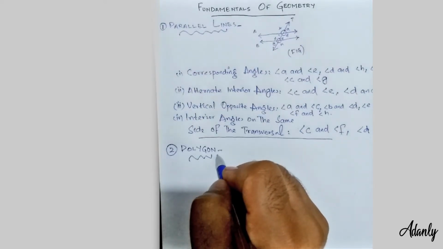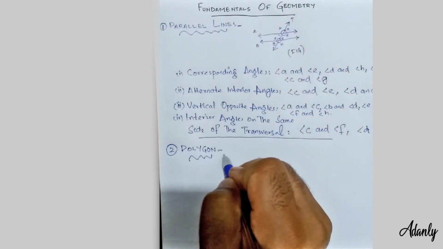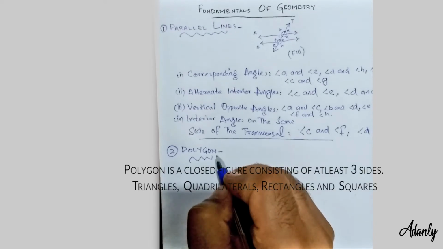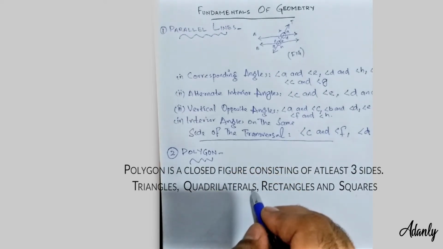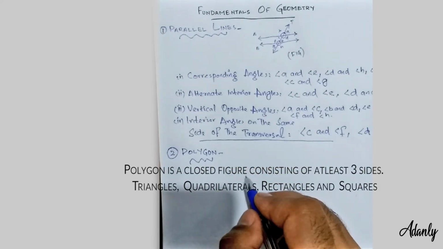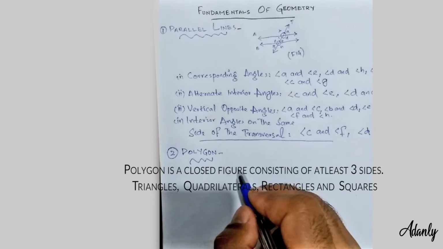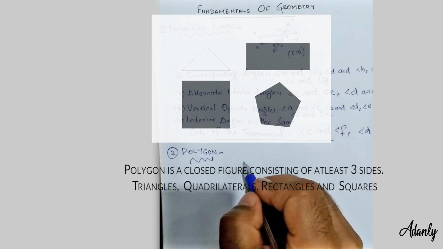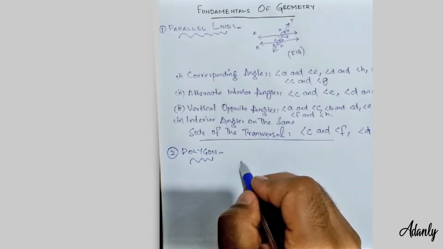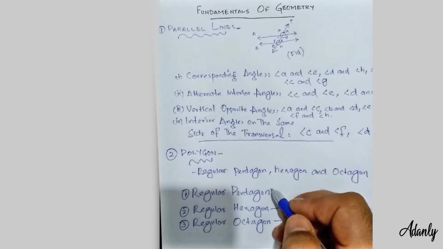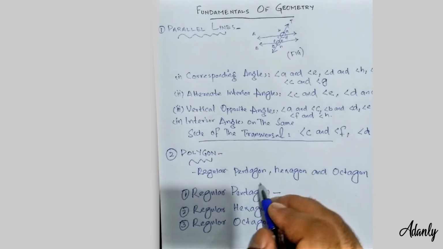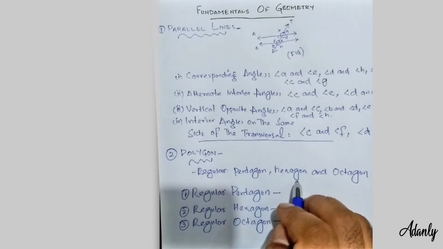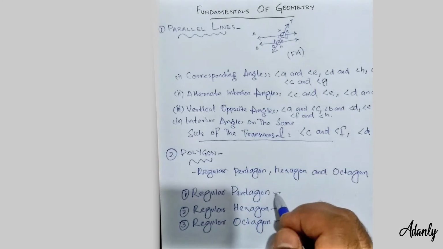Another topic in the fundamentals of geometry is polygon. A polygon is a closed figure consisting of at least 3 sides. Triangles, quadrilaterals, rectangles and squares are all types of polygons. Three types of regular polygon are regular pentagon, regular hexagon and regular octagon.